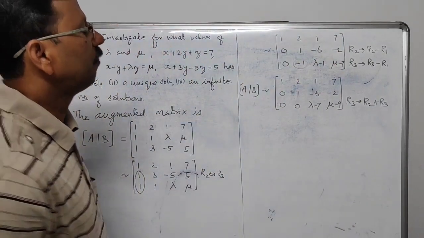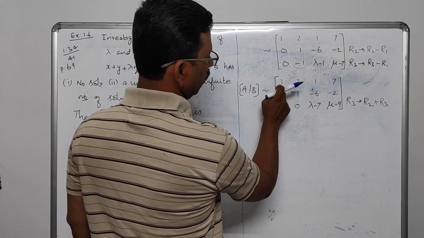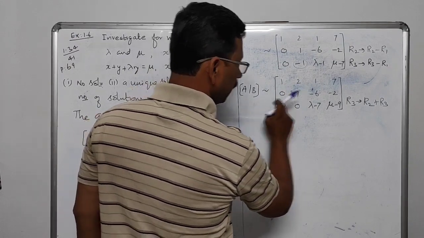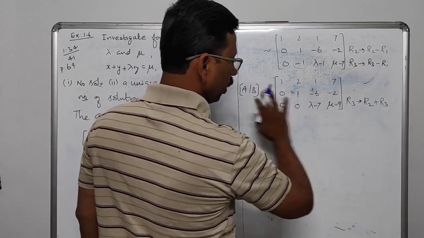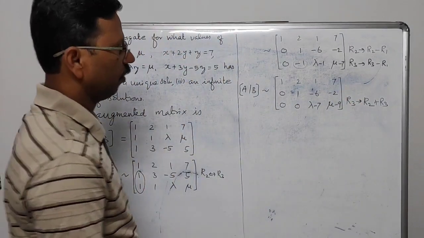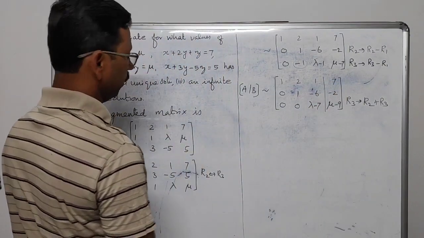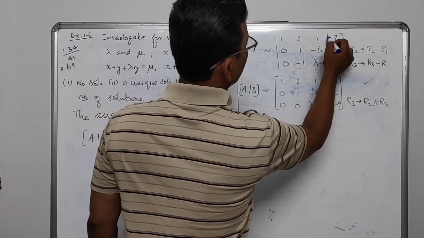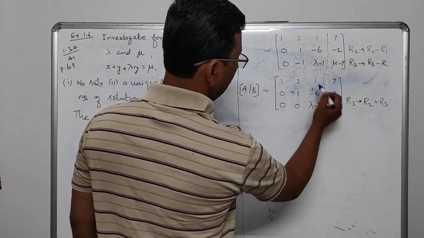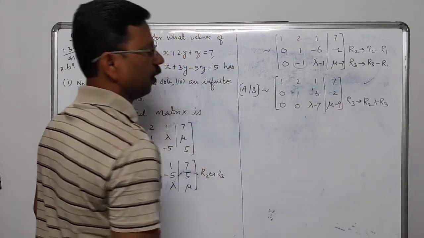Then after that, now this is in row echelon form. The first non-zero entry is 1, and below that all elements are 0. In the second row, this is the first non-zero element, and below this all elements are 0, so you can say it is in echelon form. Now after that we have to find the rank of both A and [A, B]. Now this is matrix A, and it is in echelon form.